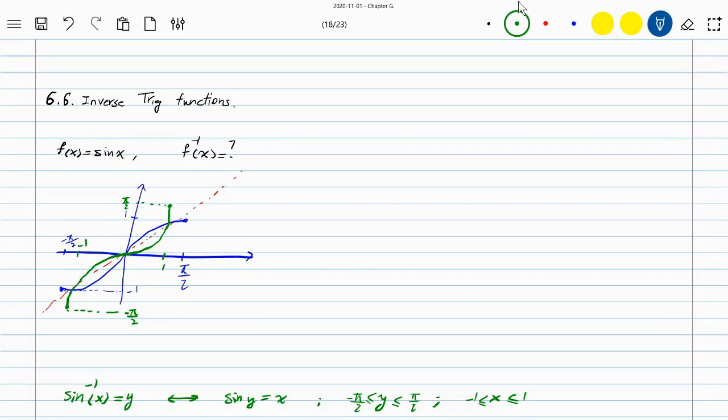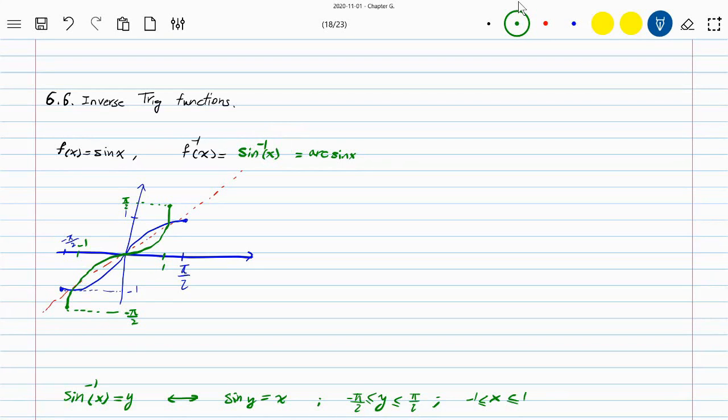And what do we call that inverse function? This green function is what we call sine inverse. Another notation for it is arc sine. Arc is just a representation of the inverse. This -1 doesn't mean to the power -1 again. It's an inverse notation. And so what does it do?